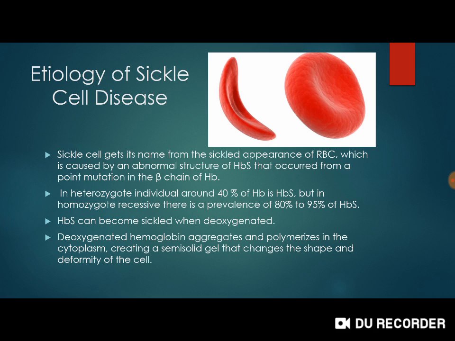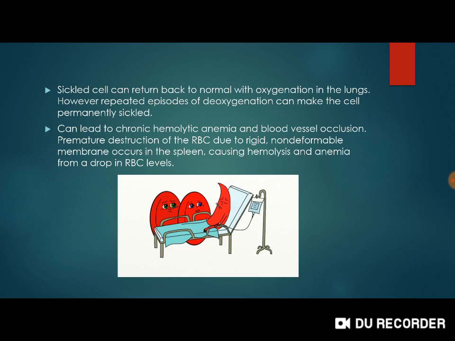Hemoglobin S can become sickled when deoxygenated, and deoxygenated hemoglobin aggregates and polymerizes in the cytoplasm, creating a semi-solid gel that changes the shape and deformity of the cell. Carriers don't have as many symptoms as homozygous recessives, since there's a difference in hemoglobin S in these two cases. Sickled cells can return back to normal with oxygenation in the lungs. However, repeated episodes of deoxygenation can make the cell permanently sickled. It can lead to chronic hemolytic anemia and blood vessel occlusion. Premature destruction of the red blood cells due to rigid, non-deformable membrane occurs in the spleen, causing hemolysis and anemia from a drop in the red blood cell levels.